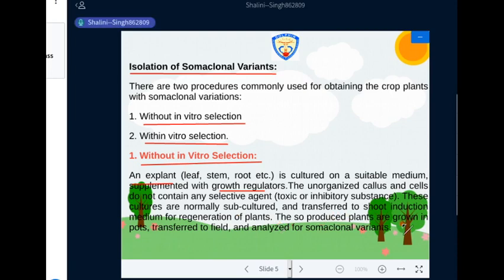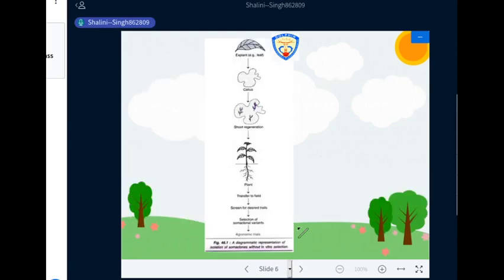The plants so produced are grown in pots, transferred to field, and then in the field these are analyzed for somaclonal variants. So here first we are raising the plants from explant in the lab, and when we have attained a completely grown regenerated plant, this plant is transferred to field, and then analysis for somaclonal variants is done in field conditions.